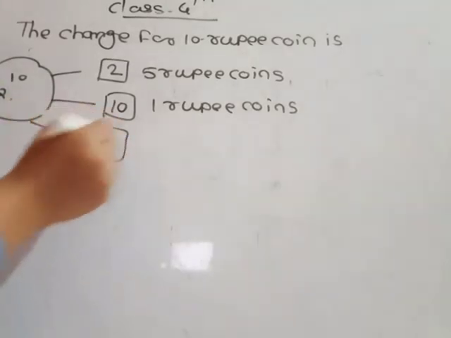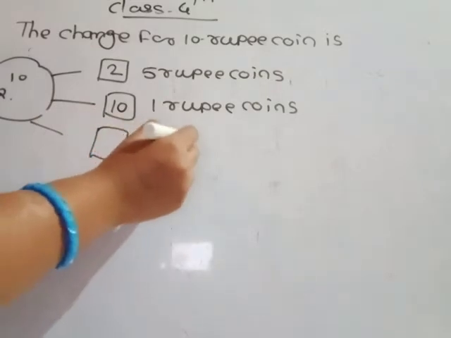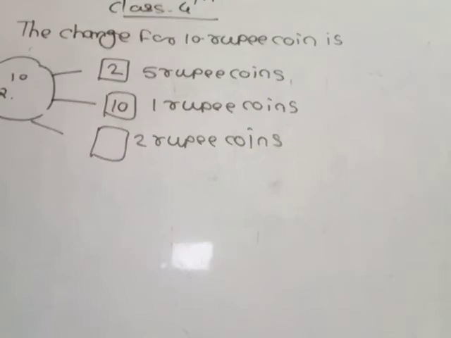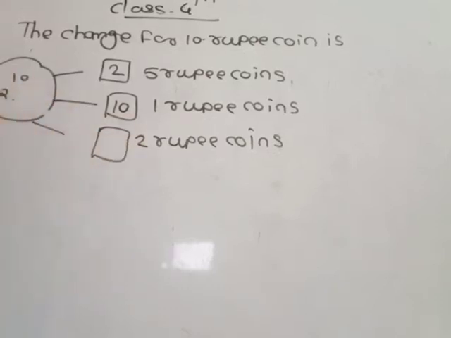Then how many 2 rupee coins will you get this 10 rupee coin from? See here, 2 rupee coins. How many? 5. You take 5. 5 twos are 10 rupees.